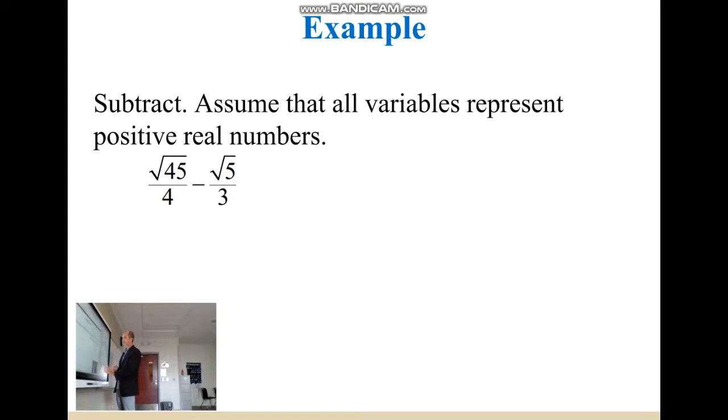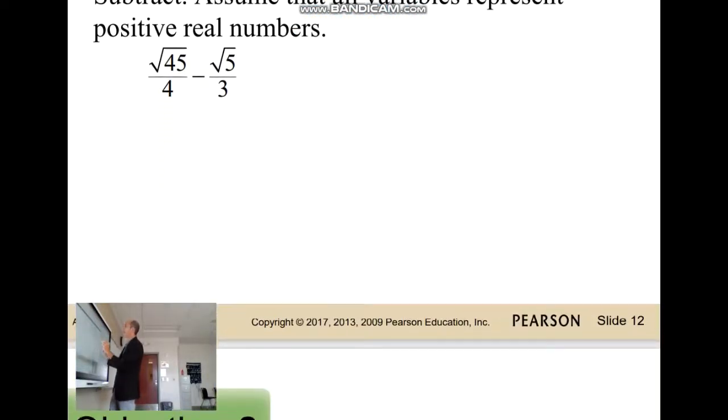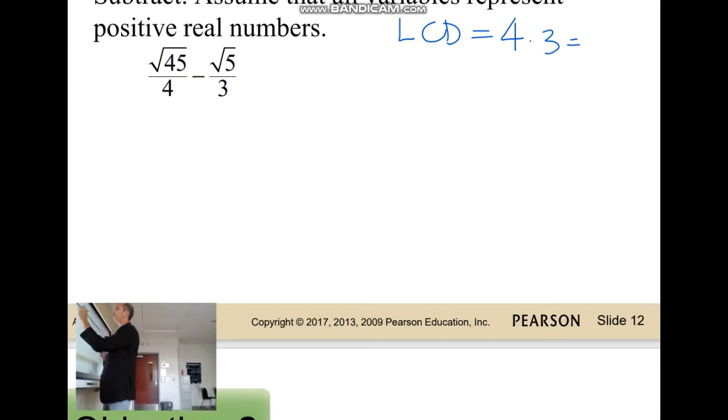Another example, a subtraction, and now we have fractions. We have some radicals with a fraction, and what we need to do here is to find the lowest common denominator. Let's try to find the lowest common denominator between 4 and 3. Let me write down here, lowest common denominator is going to be 4 times 3. Right? 4 times 3 equals 12.